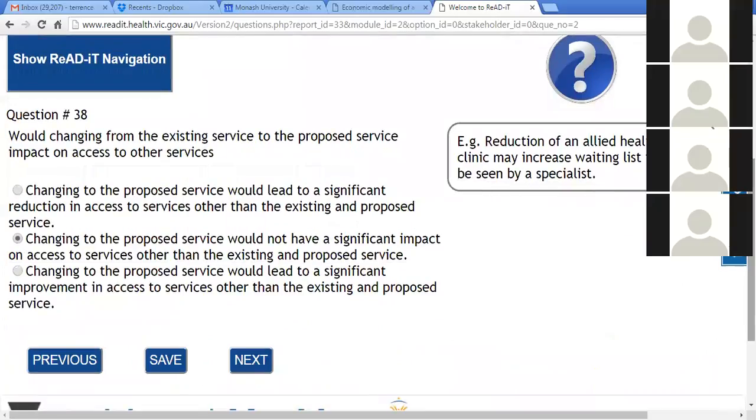Question 38. Would changing from the existing service to the proposed service impact on access to other services? This is quite important for when you're considering services that are point of contact or services that lead to a lot of referrals to other services. So if you take away a service that really distributes patients to other services, it might have an impact here. But in this particular instance, no, we don't think we're going to have much of an impact at all.